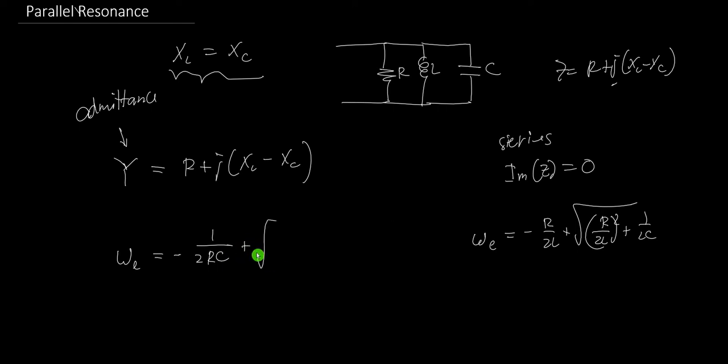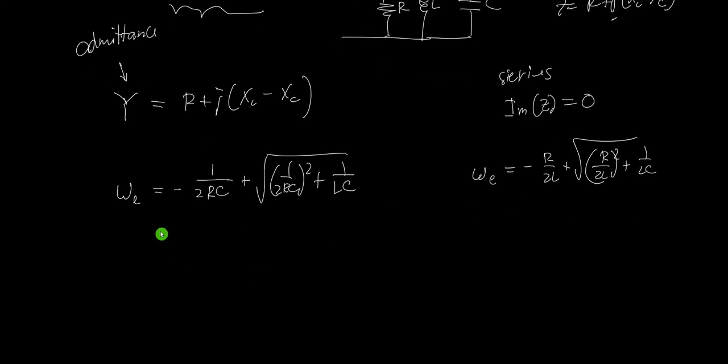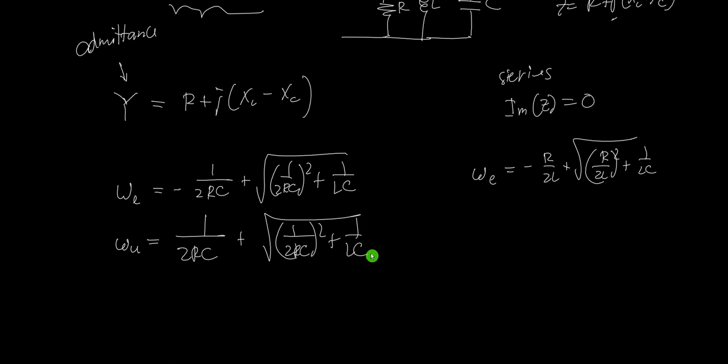And we do that again here. So this will become 1 over 2RC squared plus 1 over LC. So this will be for the lower cutoff frequency. For the upper cutoff frequency, it's the same thing. This will become positive: 1 over 2RC plus the square root of (1 over 2RC) squared plus 1 over LC.